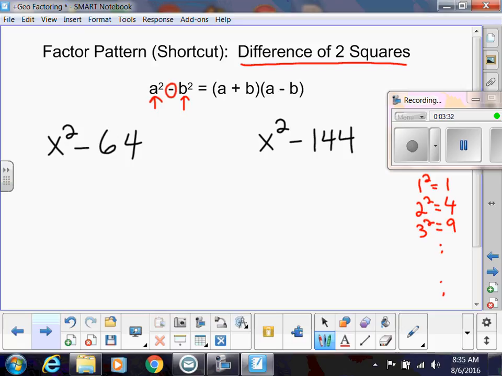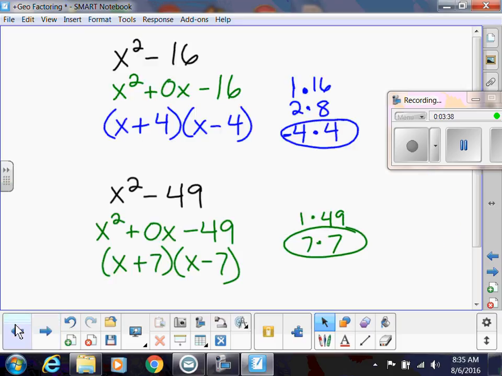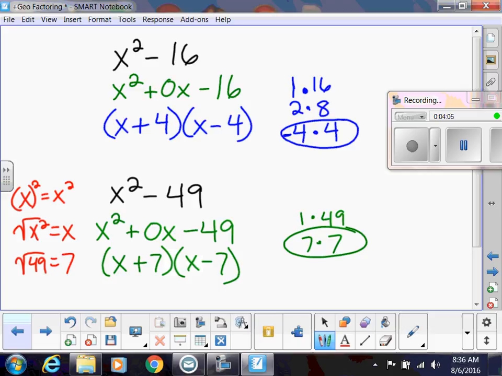I don't know if this is making sense to you as far as variables, but x squared is a perfect square because if I made my list, this is just x squared, but what was this original thing? This original thing was x, and I squared it to become x squared. So the square root of x squared is simply plain old x. And the square root of 49 is simply 7.